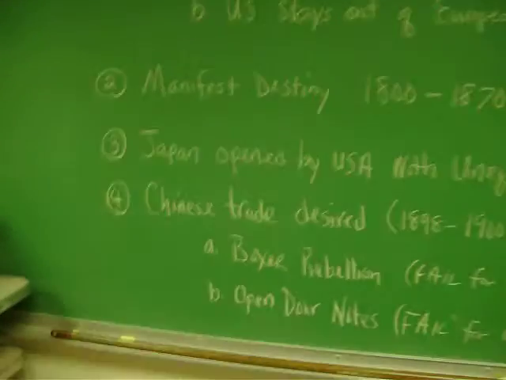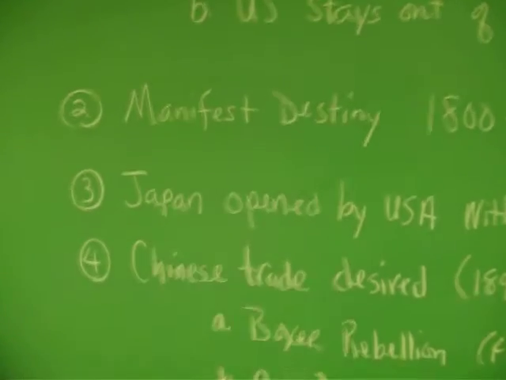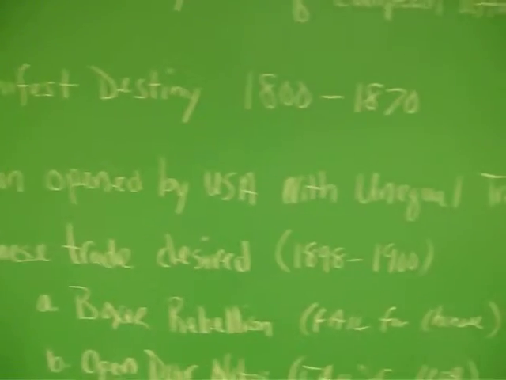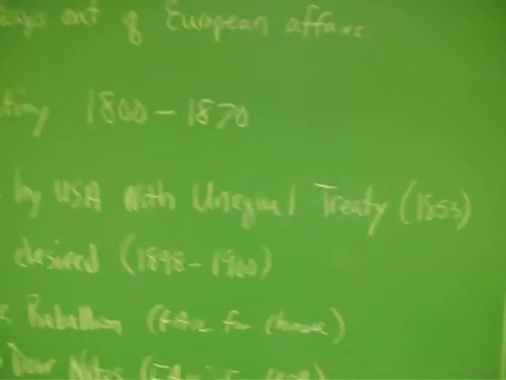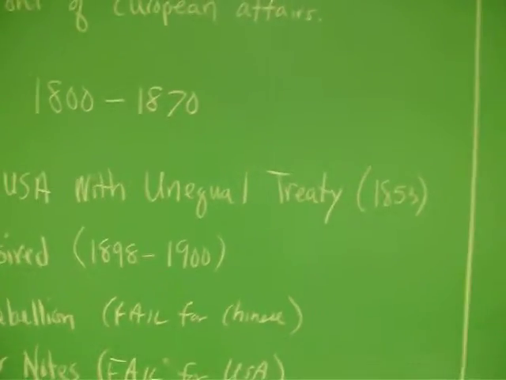When we reach the Pacific Ocean, you'd think, well, we've no more place to expand. But not true. The new frontier is going to be what lies across the ocean, and that's going to be Japan. So number 3 on our list today is that Japan is actually opened by the United States of America with something known as an unequal treaty, and this happened in 1853.